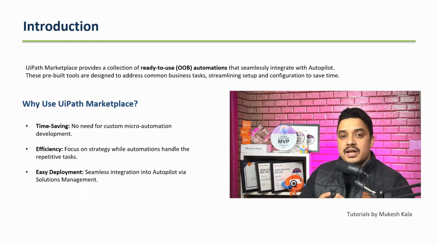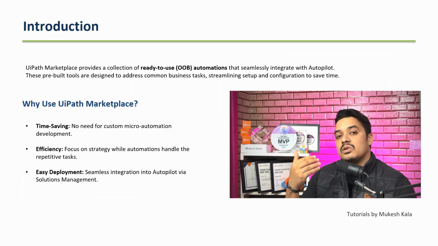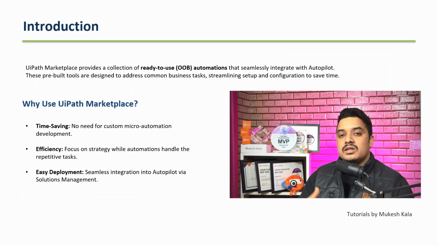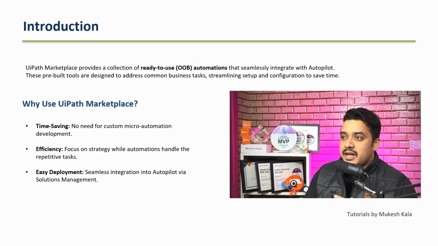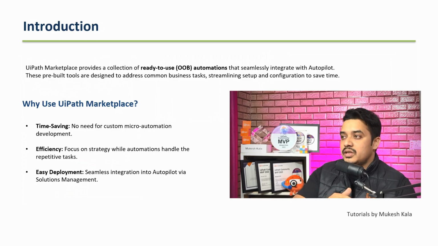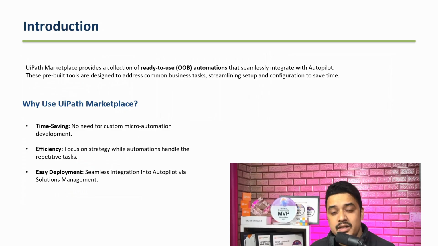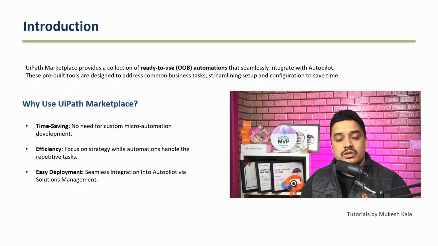So Marketplace has a lot of things in terms of activities, in terms of code snippets, in terms of these out of the box models. You as a developer can also contribute. UiPath also adds a lot of activities and a lot of stuff to Marketplace. Now, UiPath Marketplace has something which is called ready to use out of the box automation that you can actually integrate with Autopilot. These pre-built tools are designed to address your common business tasks and common scenarios.